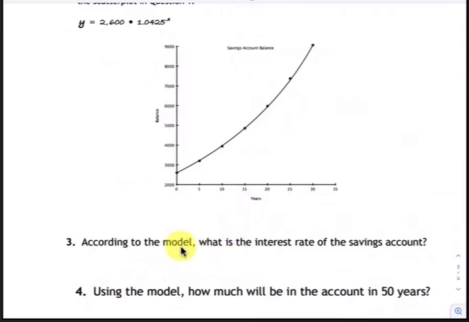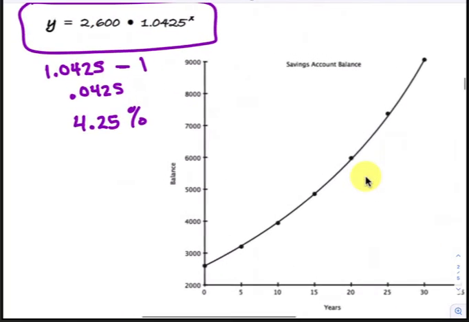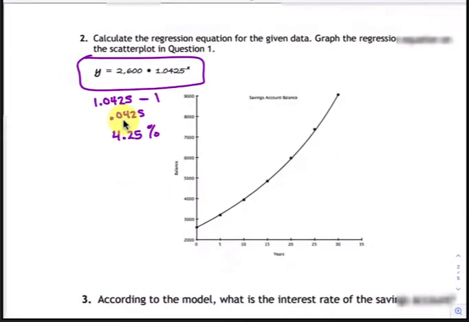Now let's answer question number 3. According to the model, that is this equation here, what is the interest rate for the savings account? Here's how you calculate the interest rate. You take the multiplier, the common ratio, which is 1.0425, subtract 1 from it. So 1.0425 minus 1 would give you 0.0425, which is the portion that comes after the decimal. You just move the decimal point to the right 2 places, and you have 4.25%. So that is the rate of increase.